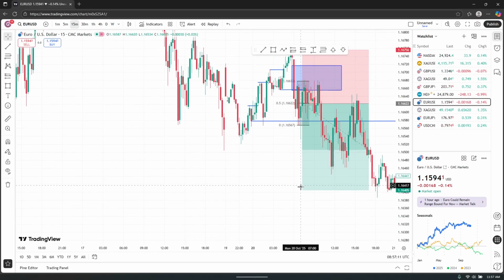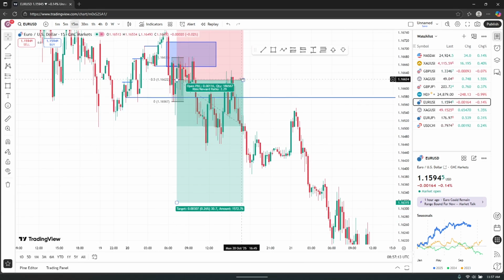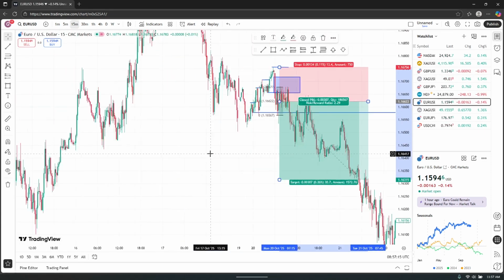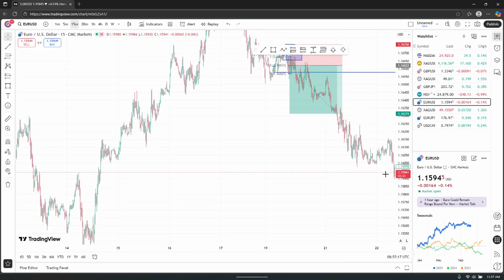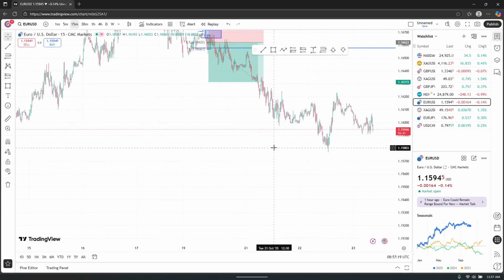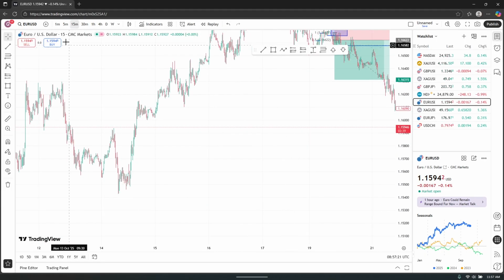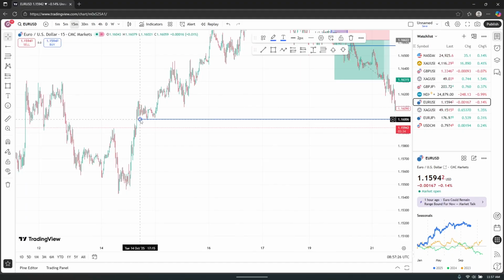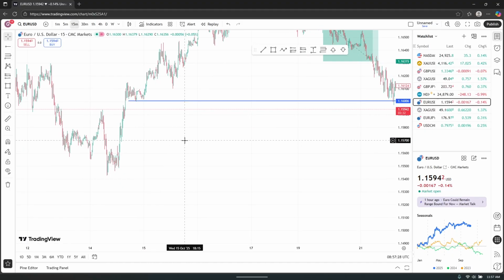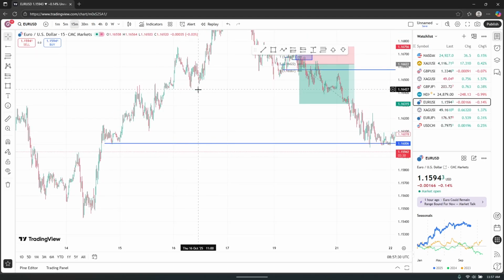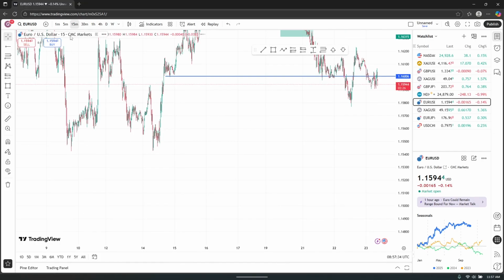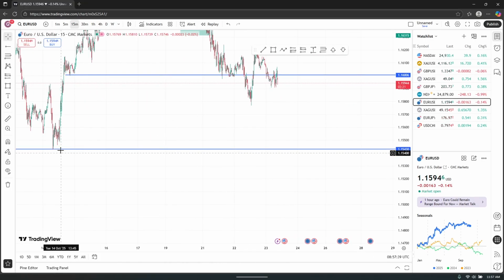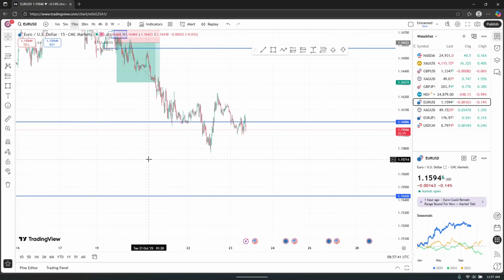And now where do we place our targets? Let's look at how we can place targets. So relative equal lows right there. These lows are actually targets as well, but we want to see what we can get. And then we have more relative equal lows right here to take.